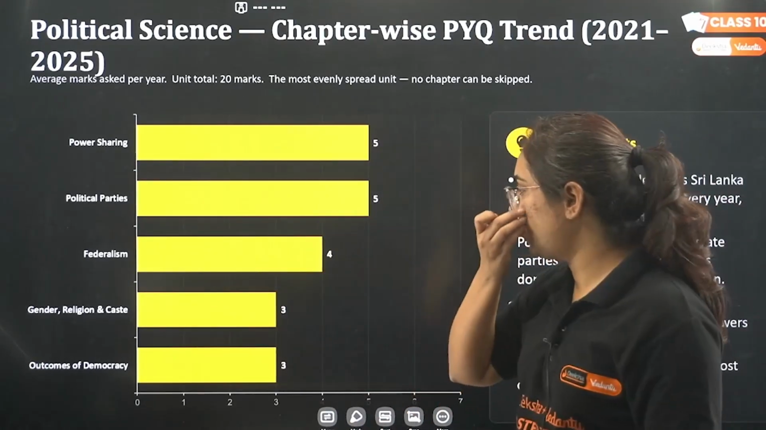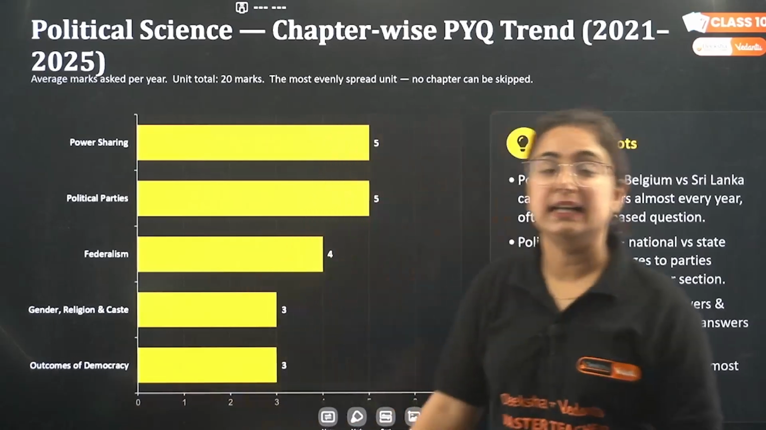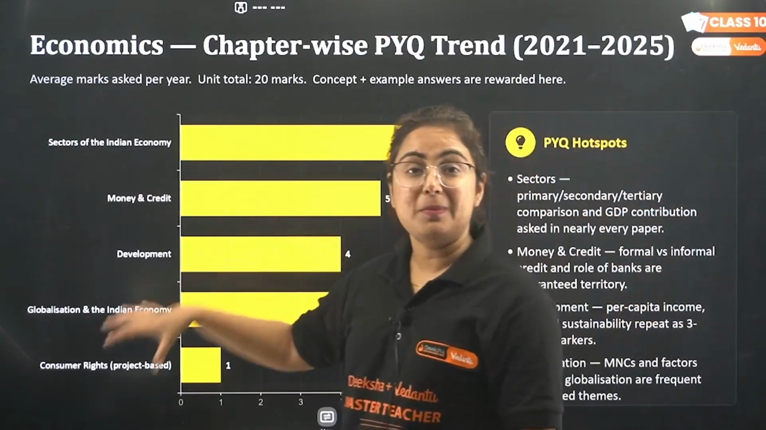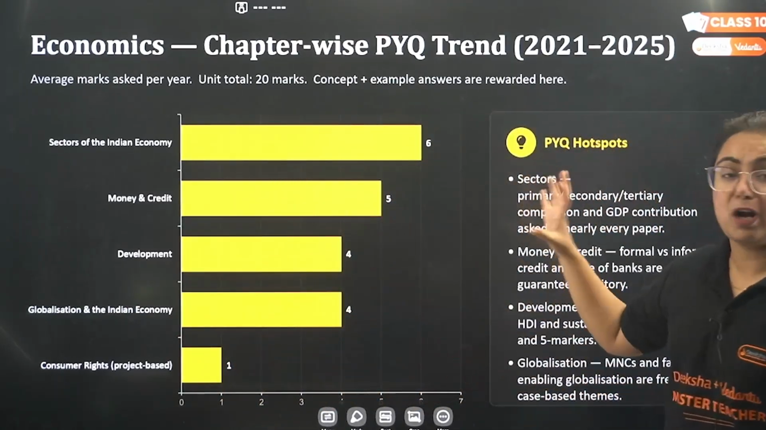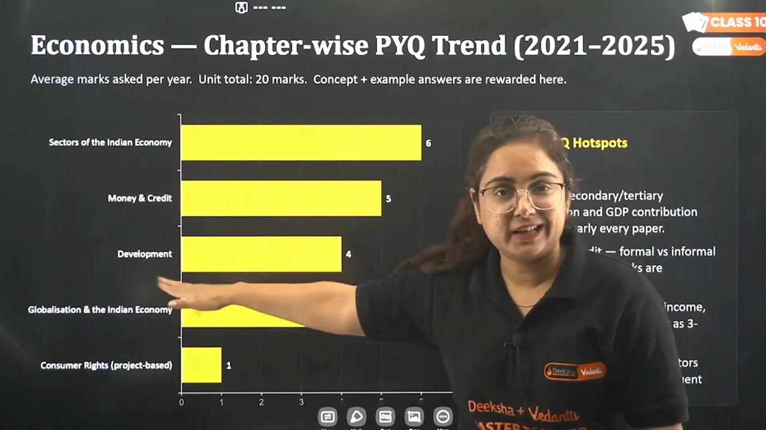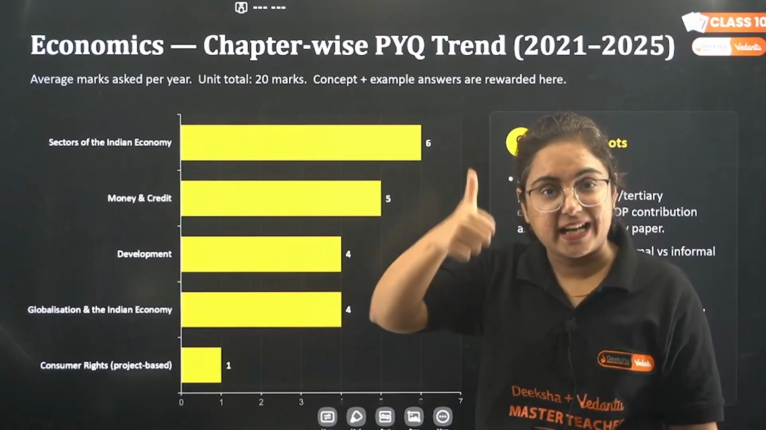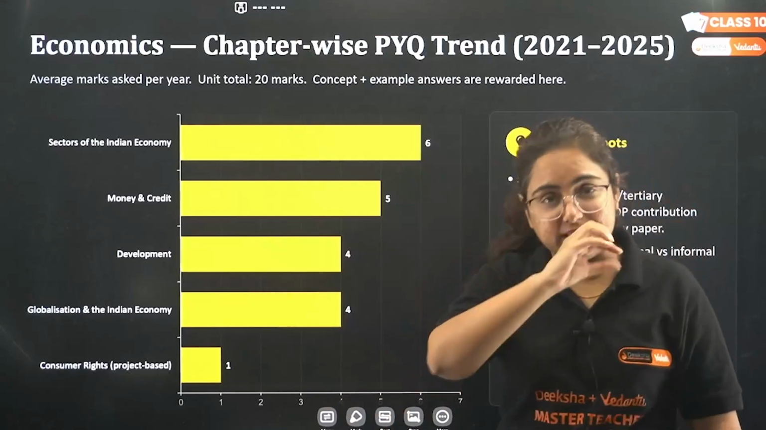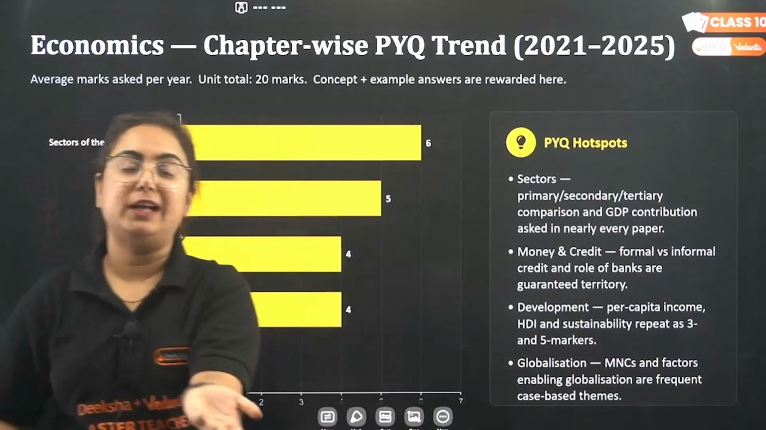Federalism 4, MCQ will also be there. Gender, religion and caste is also a good high weighted chapter. And then outcomes of democracy. When I talk about economics, sectors of Indian economy is a very high weighted chapter. Around 6 to 7 marks come from this chapter. The next one is money and credit. As I told you in the starting, 2 chapters can decide your economics marks, and that is sectors as well as money and credit. Then we have development, quite an easy chapter. Then we have globalization in the Indian economy. Only one topic is going to come.